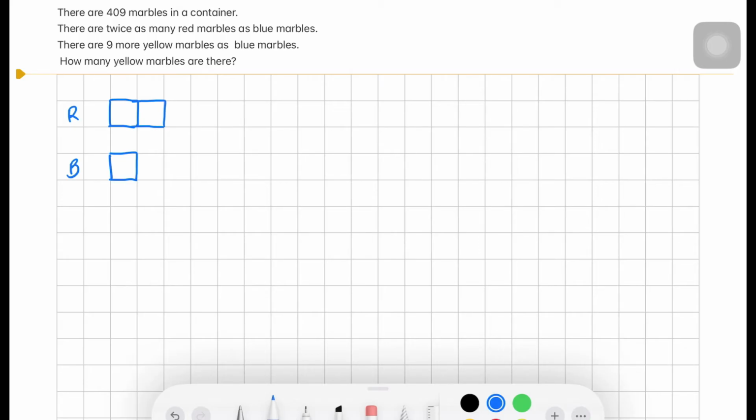There are 4 more yellow marbles than blue marbles. Okay, so let's try to show that in our model. The yellow will have a longer bar than the blue marbles because it says there are 9 more.